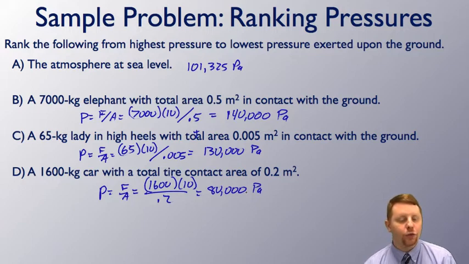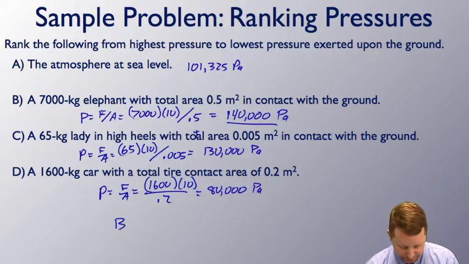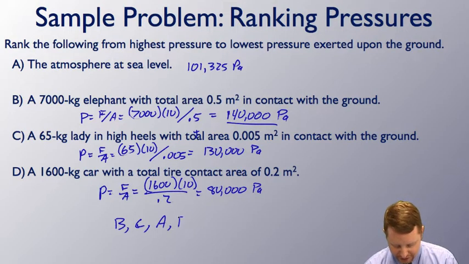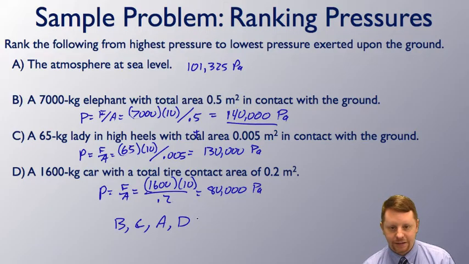So if I were going to rank these in order from highest pressure to lowest pressure, I'd start with the elephant, B, the lady in high heels, C, the atmospheric pressure, A, and last, the 1,600 kilogram car, D.